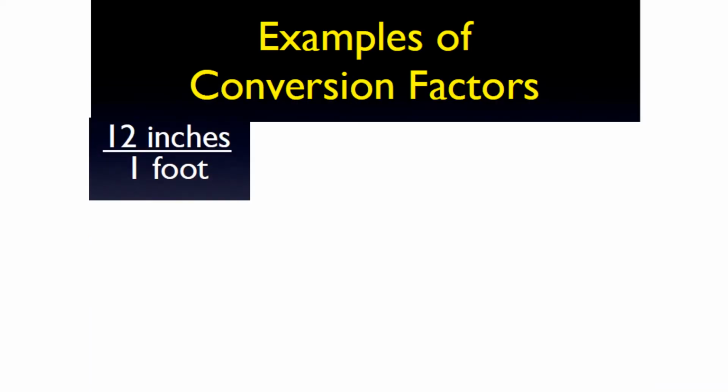Examples of conversion factors: 12 inches over 1 foot. So it is a fraction. There are two different units, inches and foot, and the equivalent is still 1. There are 12 inches in 1 foot exactly.